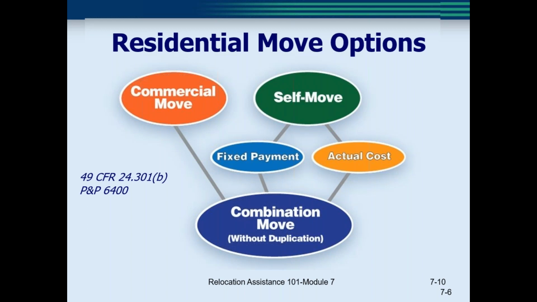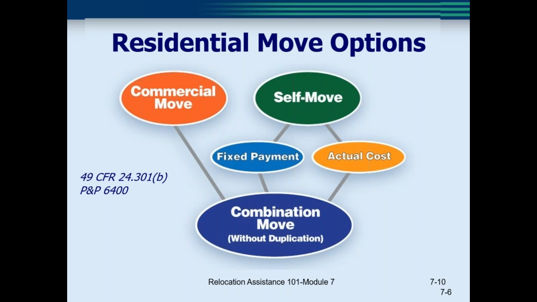So a residential owner occupant or a tenant who is displaced from a dwelling is eligible for reimbursement of actual, reasonable, necessary moving expenses. There are several different options that a residential displacee has for moving expense. They can do a commercial move, they can do a self move, or they can do a combination. And you do see a combination of moves quite often. They do something on a fixed schedule move, but they've got a few pieces of really large furniture. They want to bring a commercial mover in to move it. They can do that.